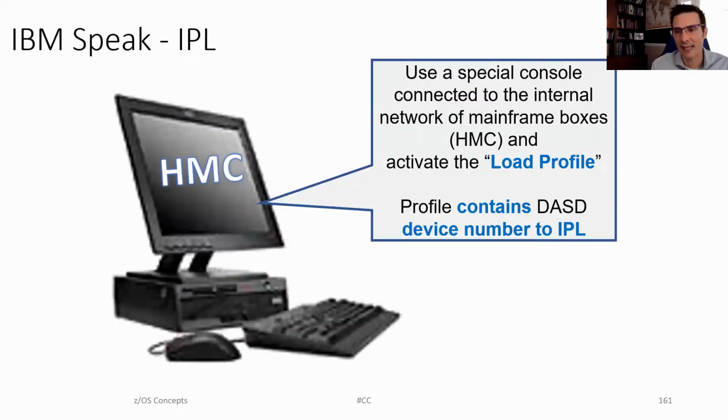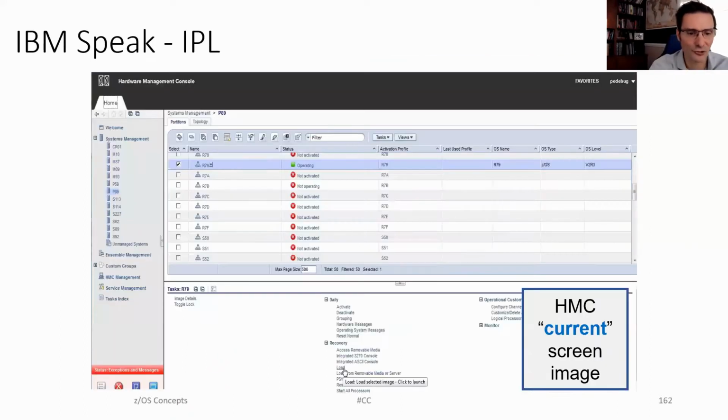So the way you do that traditionally in zOS is to go onto this special console connected to the internal network of all your mainframe boxes. It's called the HMC, the Hardware Management Console. You're going to activate a load profile, and you're going to load the operating system into this LPAR. So you have an LPAR, a logical partition, and I'm going to say for this LPAR, I want to actually run it. So here's a list of LPARs in the Hardware Management Console. I'm going to click on which LPAR I want, and I can click on the load operation below, and it's going to load the operating system.